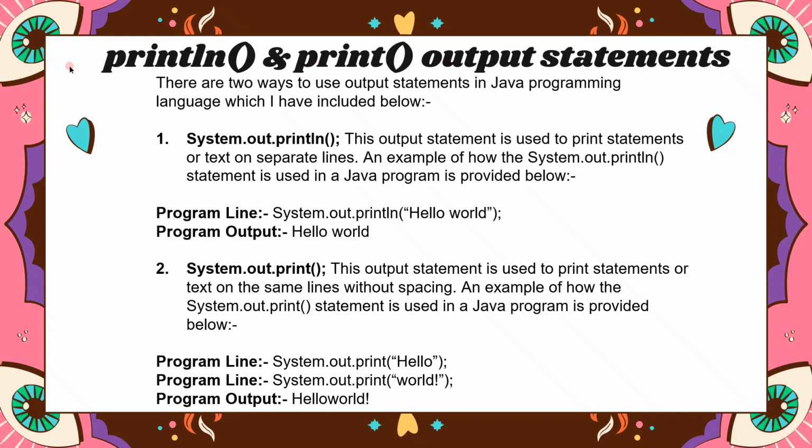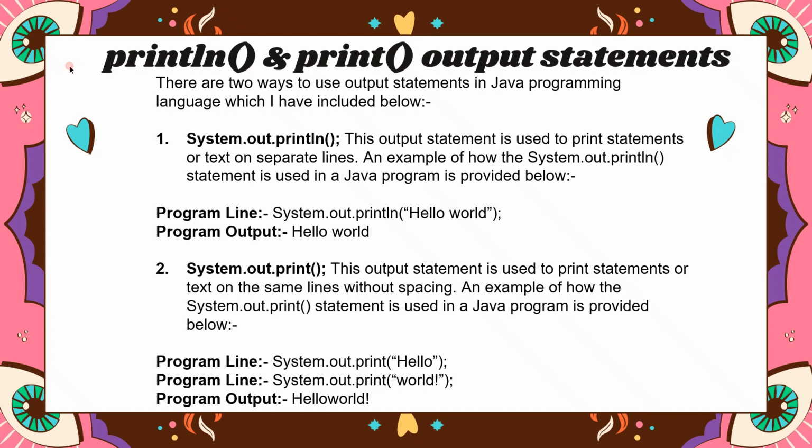Let's look at the first one, System.out.println. Now, whenever you use this output statement, it basically prints text information on separate lines. That is why it has the ln in front of the print. I don't know if you've noticed, but the difference between the two of them is one has an ln and one does not. So next line. How do we apply the System.out.println statement in Java programming language?